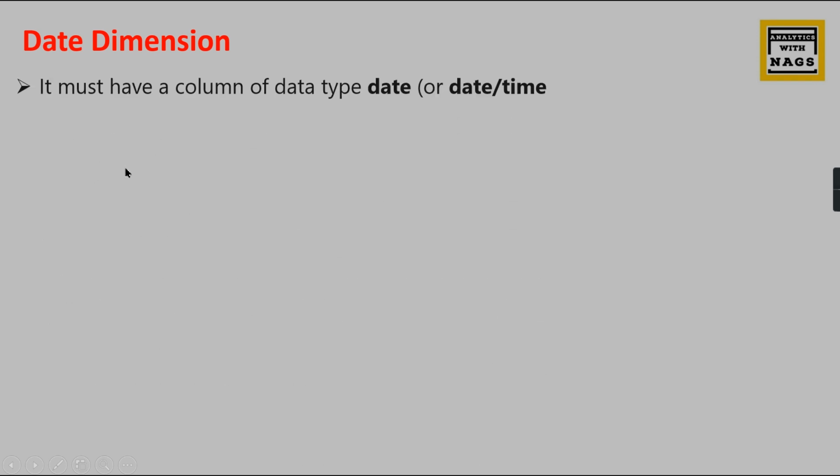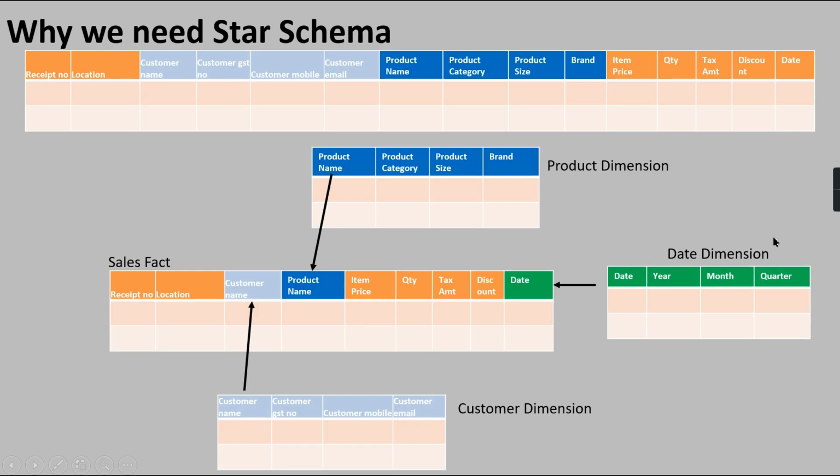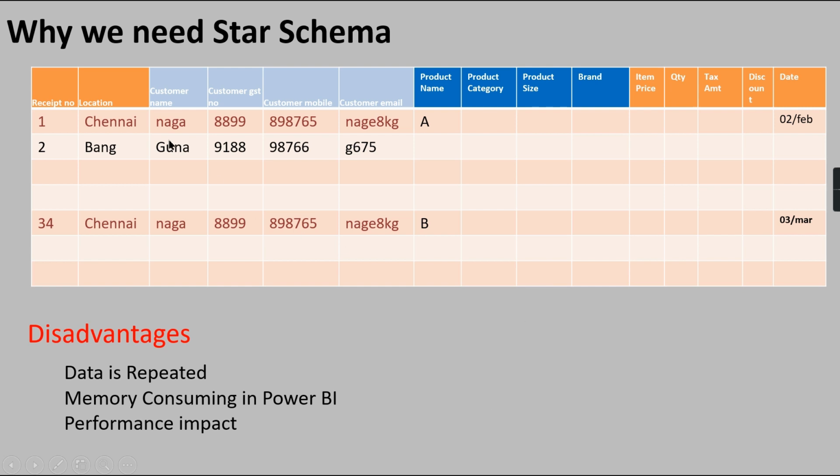To begin with, how to create a date dimension. The date dimension should meet these properties. It must have a column of type date. Then the date column must be unique. It should not have duplications, as it is a dimension itself, meaning no duplicates. To add one more point, as you can see from this information, as in the previous example, the Chennai Naga, right?